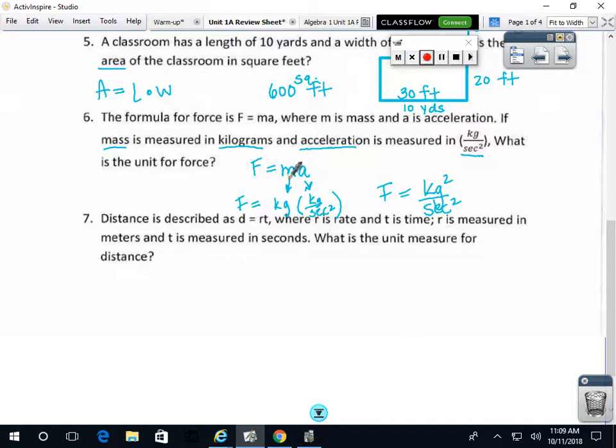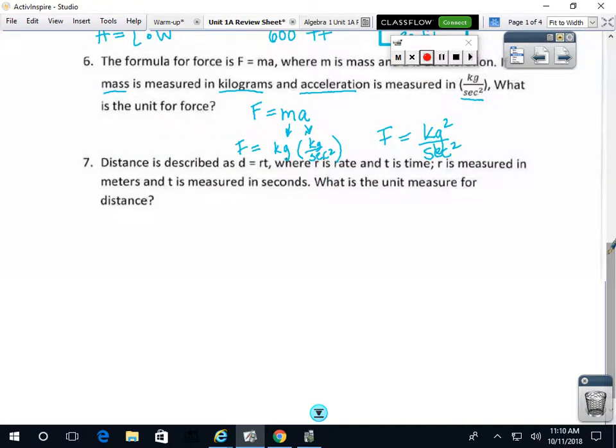Okay, so look, M got replaced with kg because mass is measured in kilograms. A, acceleration, got replaced with kilograms per second squared because that's what it's measured in. And then they're touching, which means multiply them together. Kilograms times kilograms is kilograms squared. And then on the bottom, it's just second squared. That's all you do. Number 7, distance is described as D equals RT, which is distance equals rate times time.